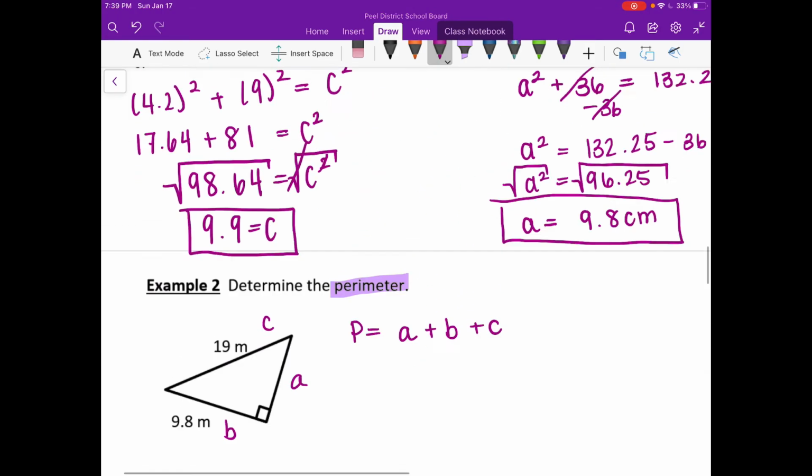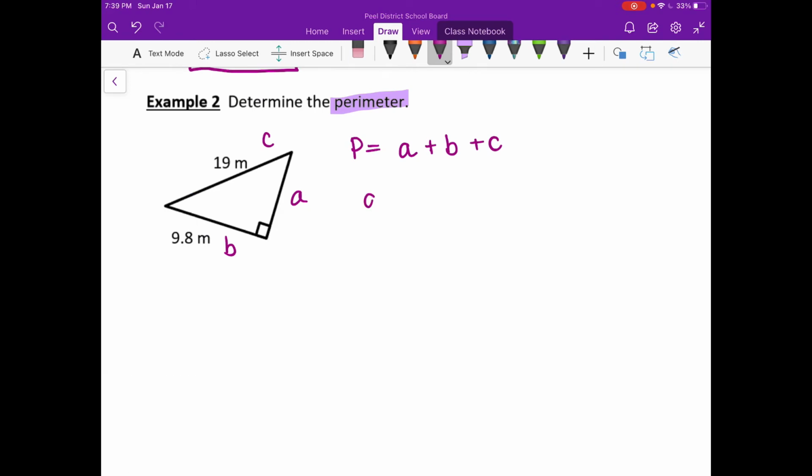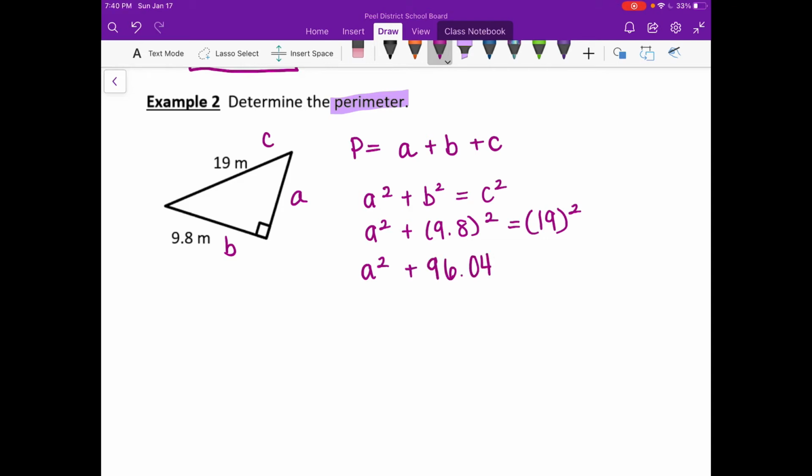Just from looking up here, I'm going to plug in what I have. A squared plus B squared equals C squared. I don't know what A is, so I'm going to leave A alone. Plus, my B is going to be 9.8 squared, and my C is going to be 19 squared. I know this is meters, but I'll put the meters in after. A squared equals 9.8 squared, so I'm going to put that into my calculator and find out that 9.8 squared is 96.04. And then 19 squared I know is 361.